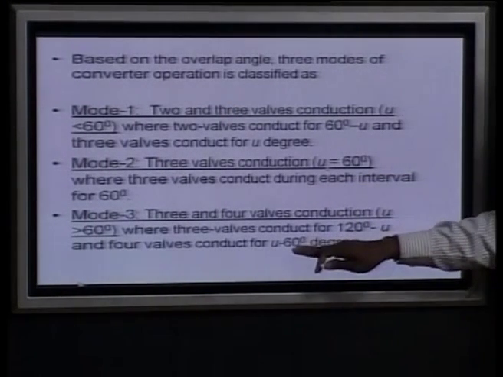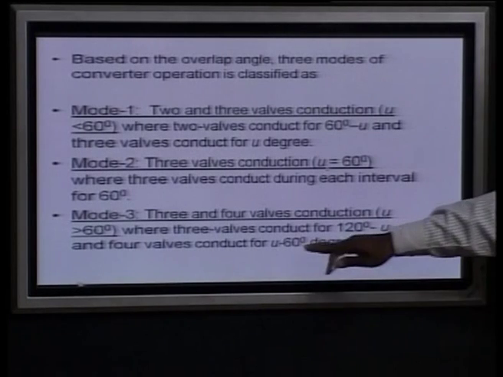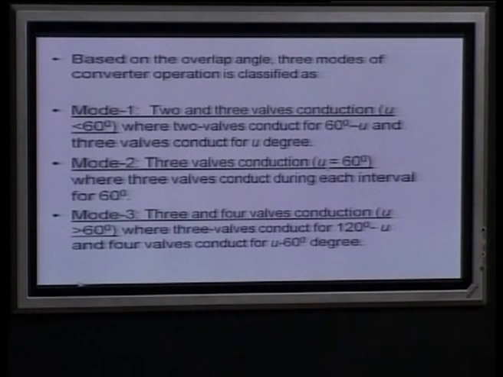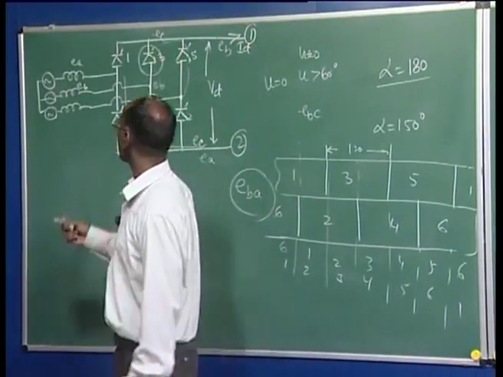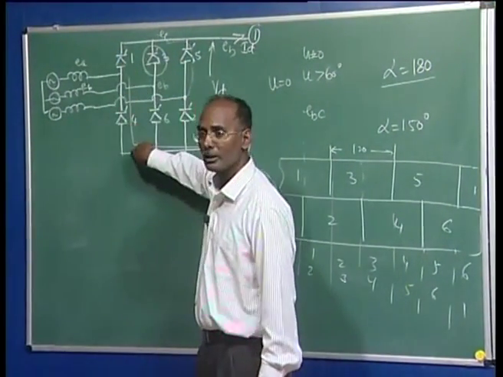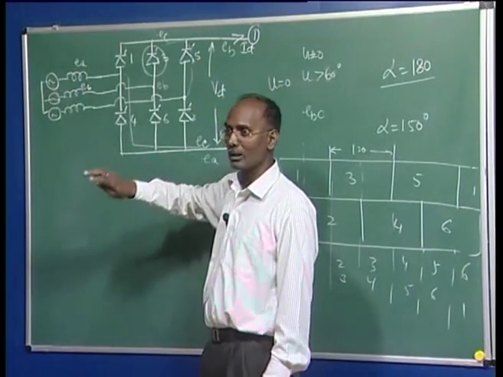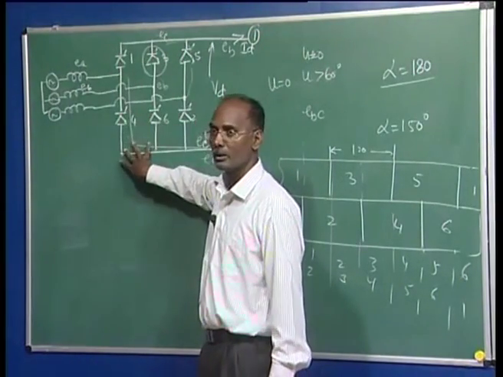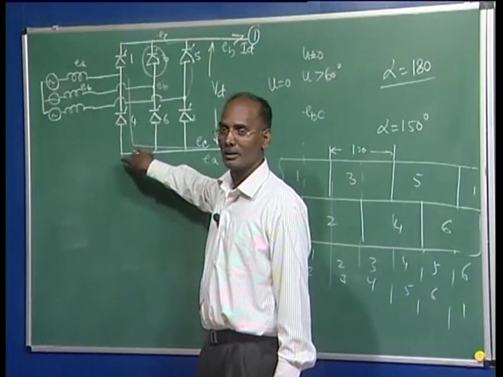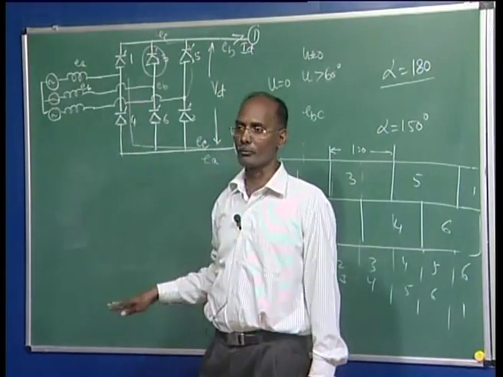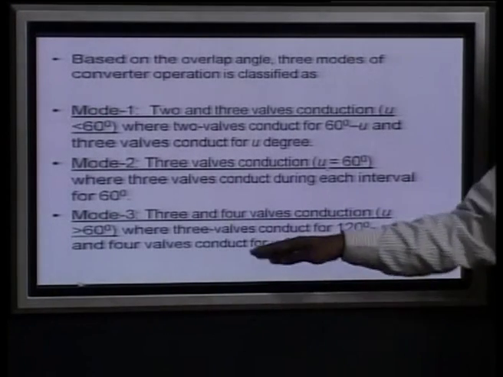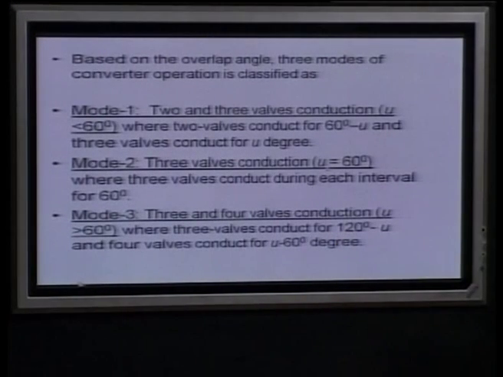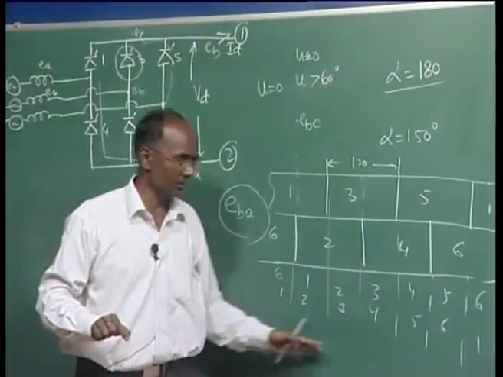Now, once u is more than 60 degree, the conduction becomes 3 valves and 4 valves, meaning a minimum of 2 and 1 valves will be conducting, but there is a possibility of 4 valve conduction, 2 from here and 2 from here. It is not 3 here and 1 here, it will be 2 here and 2 here, and that will be 4 valve conduction. So, we get 4 valve conduction, and there is a period of 4 valve duration as well as 3 valve duration, which can be very easily identified from this diagram.